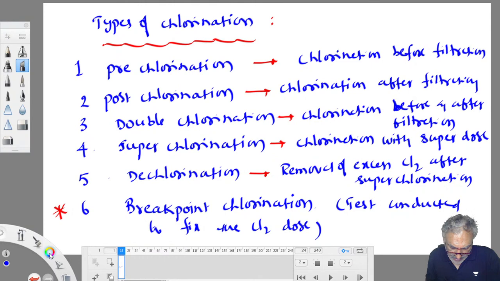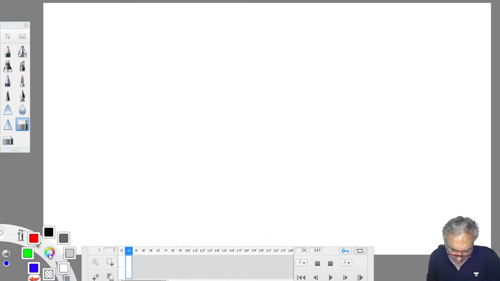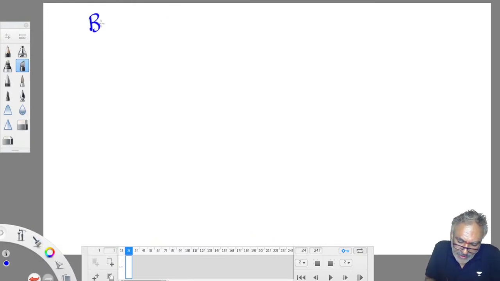Normally water is dechlorinated by treating with sodium thiosulfate. If we add sodium thiosulfate to water, then water is dechlorinated. Anyway, this and all not required. Important component here is breakpoint chlorination.